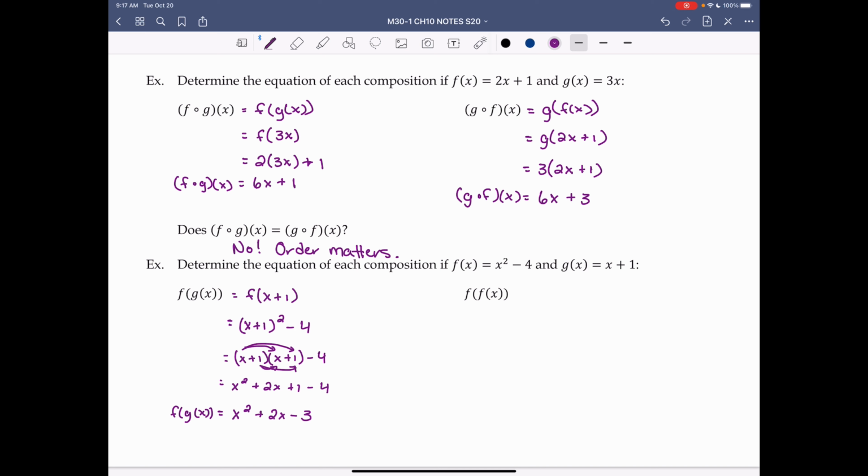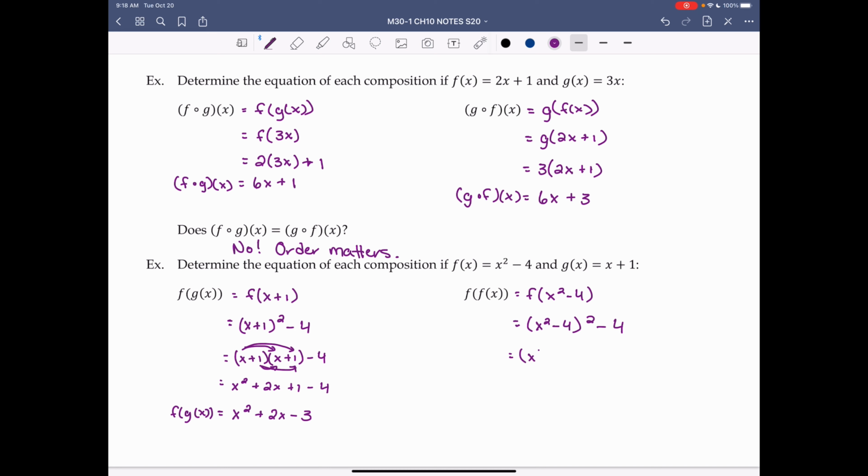Now f of f of x, which means take the function f, and inside of it, wherever there's an x, plug in the function f of x. So f of x is x squared minus 4, and again, f of x is x squared minus 4. So wherever we see an x, which is the first term, x squared, we're going to plug in f of x, which is x squared minus 4, then squared, then minus 4.